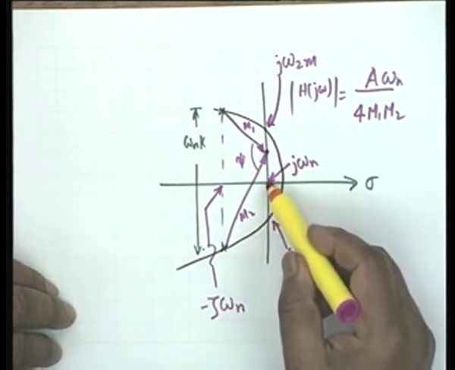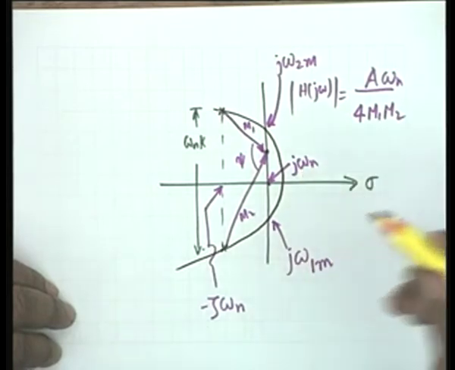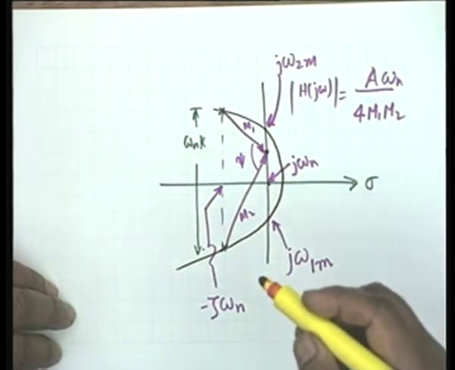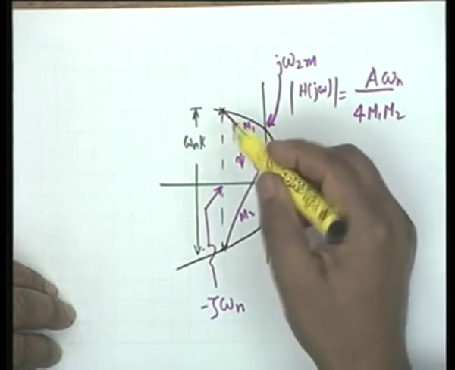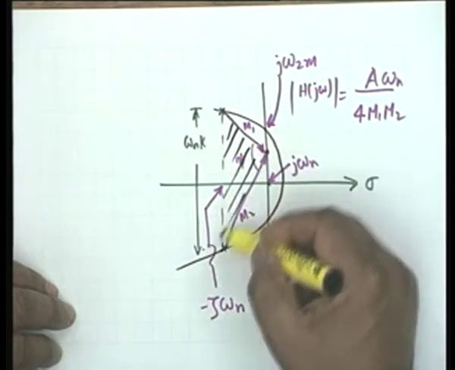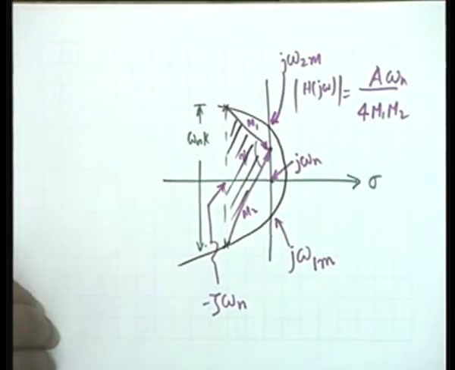Sigma equal to 0 here. This is perfectly all right. But this point is 0 j omega n. Okay. Now, the area of this triangle, let me show this. We can calculate the area of this triangle in two manners, exactly like in the single tuned circuit.